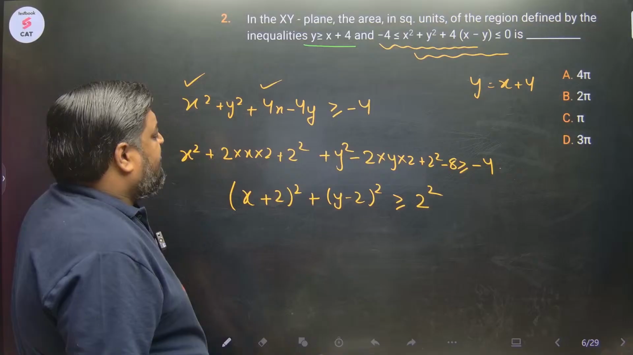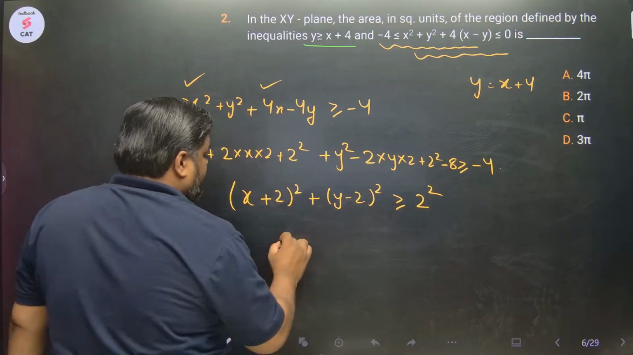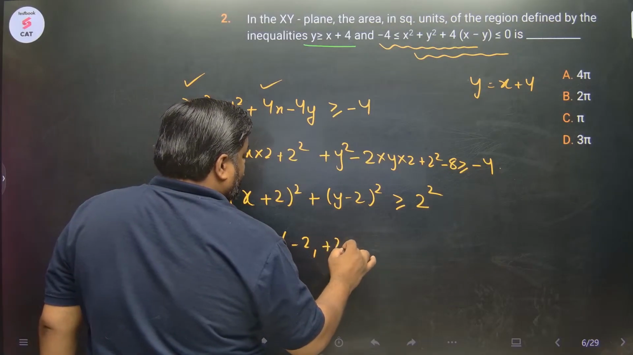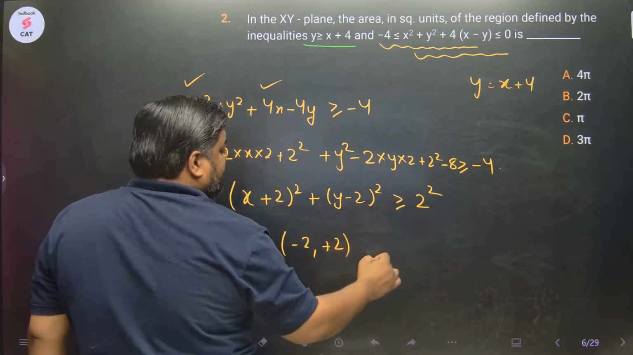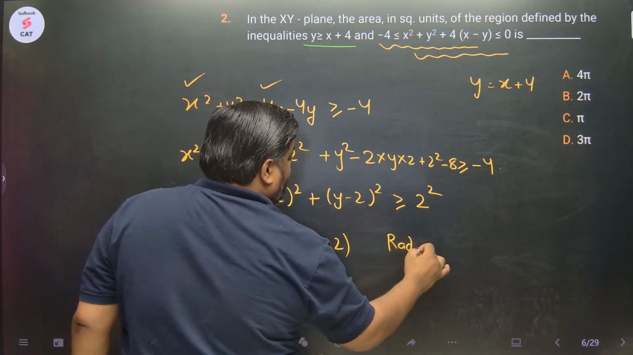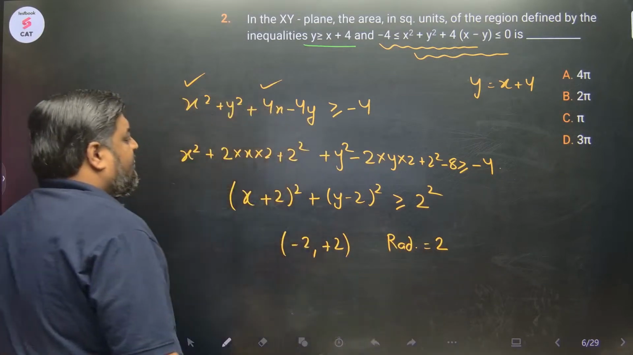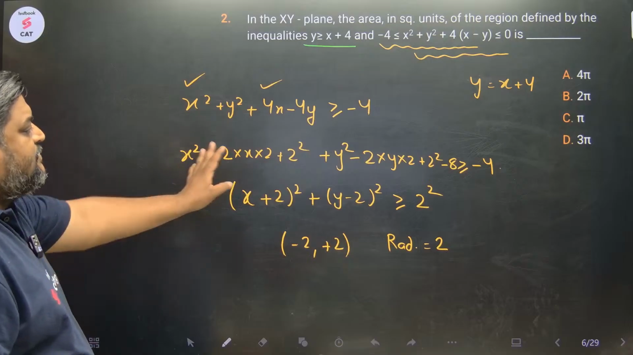So the center of this circle is (-2, 2), and the radius is 2. Radius is 2.